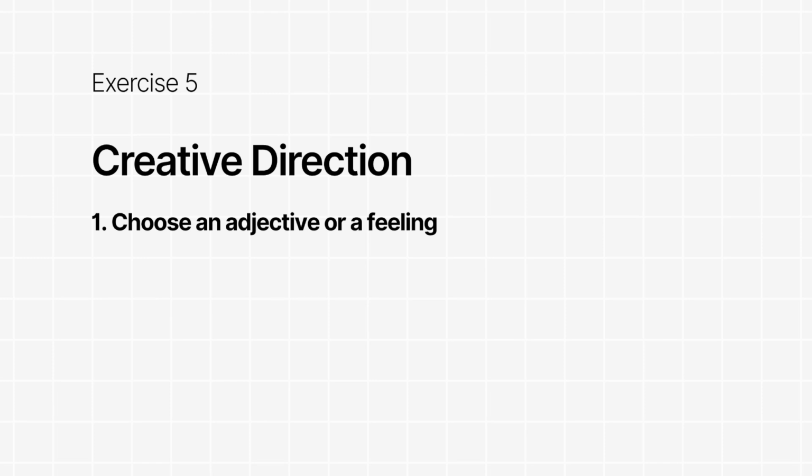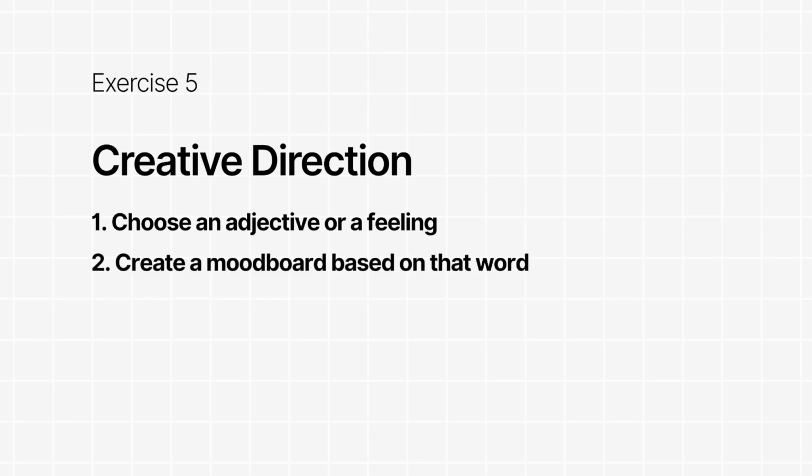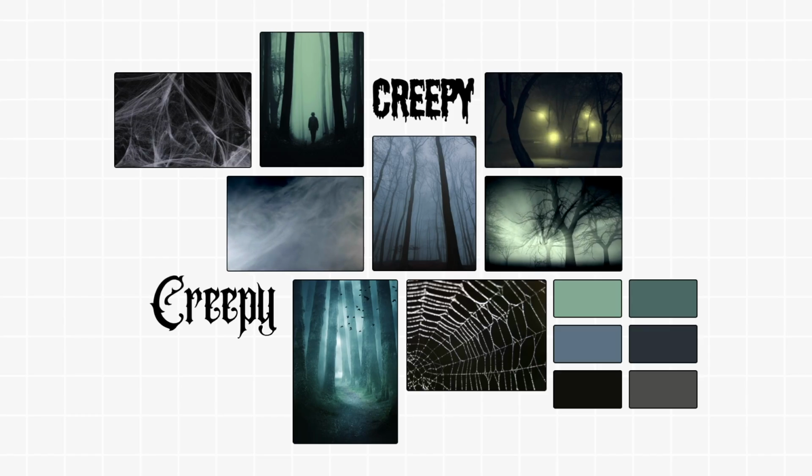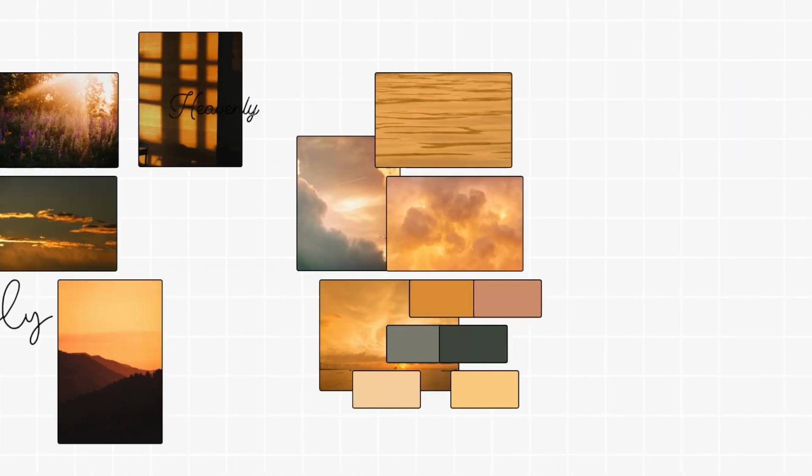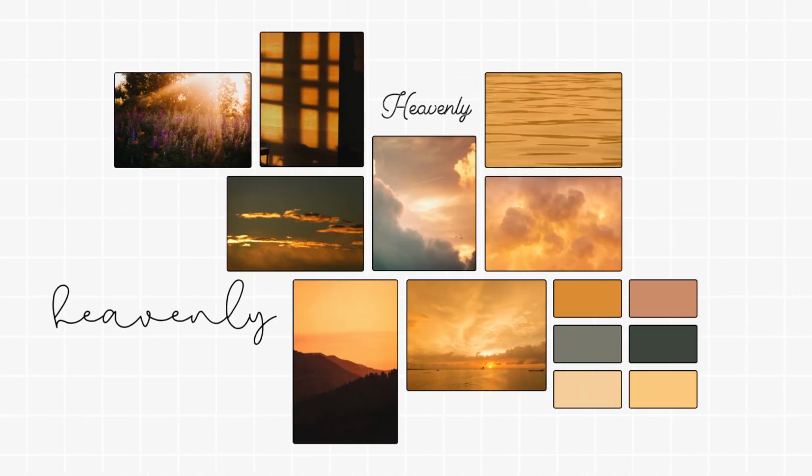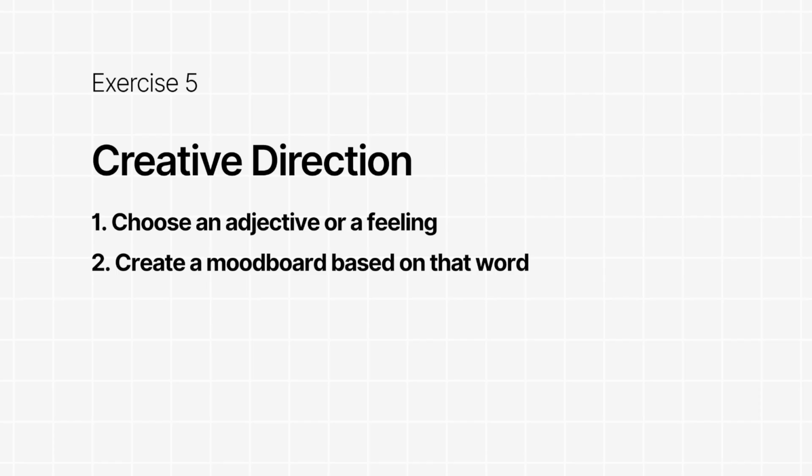The next exercise helps you improve your creative direction skills. So what you're going to do is choose an adjective or a feeling. And for this example, I'll choose the adjective peaceful. And then you need to create a mood board based on that word. A mood board is just a collection of different images and typography and colors that inspire you for a particular design, and they show you what visual direction your design is going to go in.